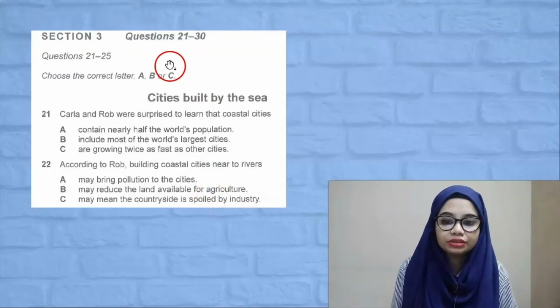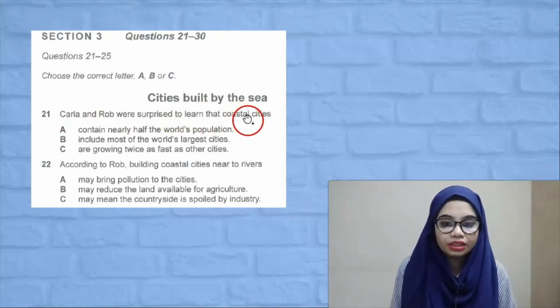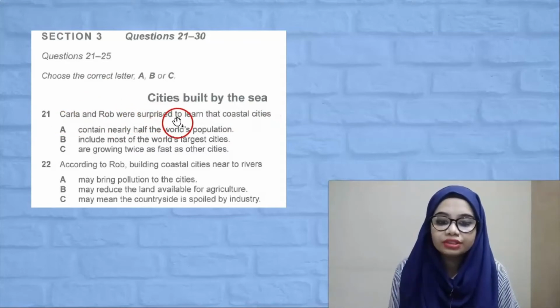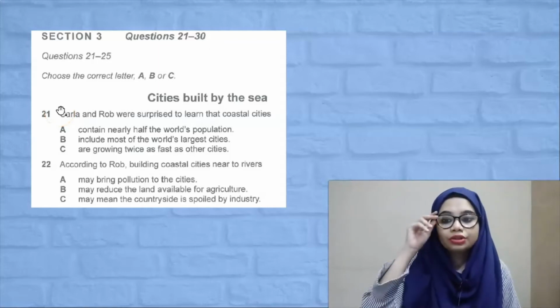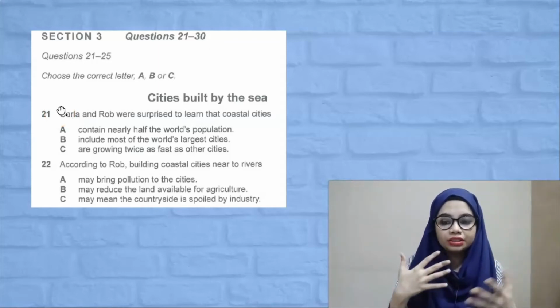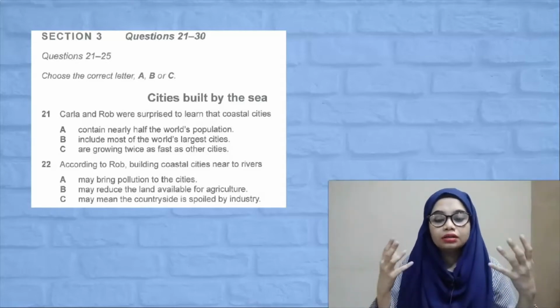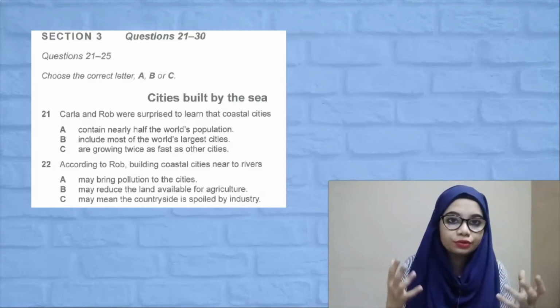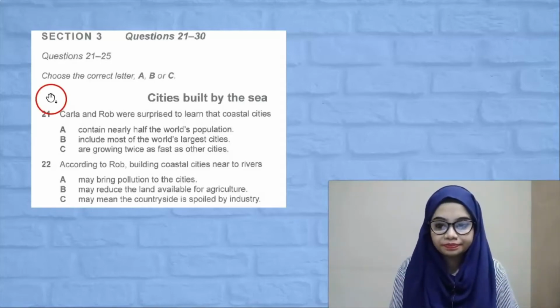Another example, section 3 from the same test. Carla and Rob were surprised to learn that coastal cities... So the indicator words here are both Carla and Rob. In the conversation you might hear that Carla was surprised to know about something, but Rob already knew it. Rob was surprised to discover something, but then Carla already knew it. So the indicator that this question is giving you is that they were both surprised to know something.